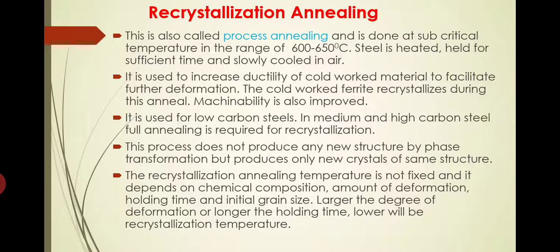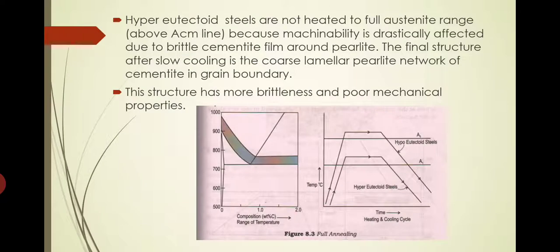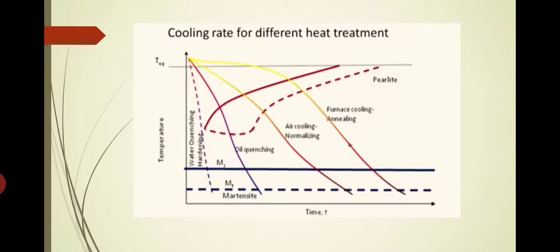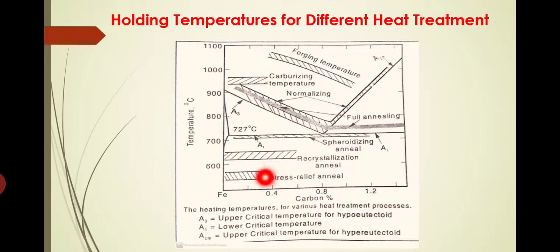Now coming to the next annealing, that is recrystallization annealing. This is being done at a much higher temperature than stress relief annealing. The stress relief annealing temperature is below 600 degrees Celsius, usually around 550 degrees Celsius, whereas the recrystallization annealing process is also carried out below the lower critical temperature. So there is no phase transformation and all. Only heating is done and the material is allowed to cool, that's all.